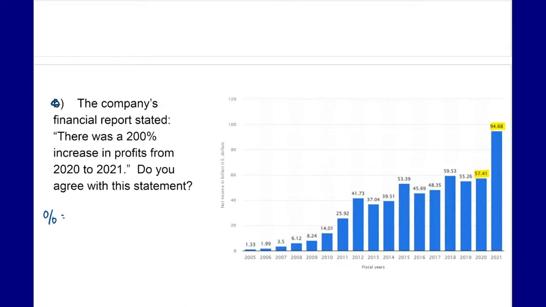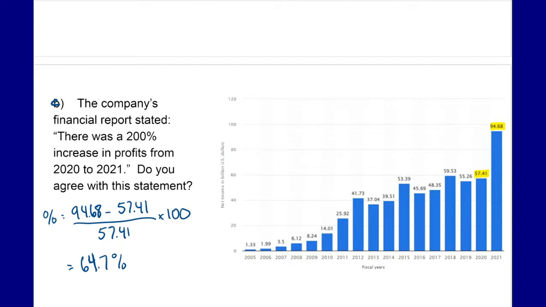So percent change equals the new value, 94.68, minus the old value, 57.41, divided by the old value, multiplied by 100, and we get 64.7%. So here we see that we don't quite have a 200% increase in profits. We actually have quite a bit less than that. If we had to round, we're closer to a 100% increase, which again would indicate that we're doubling.